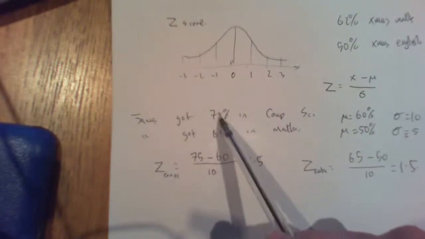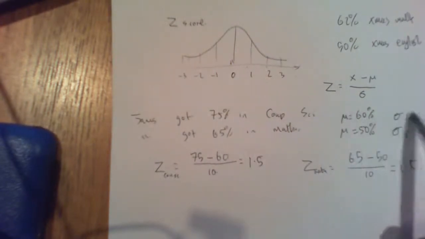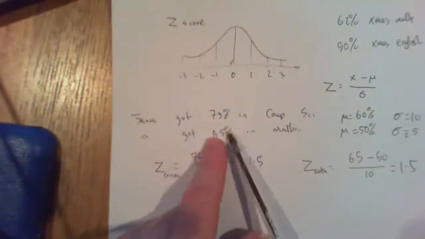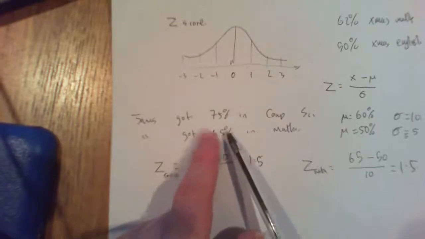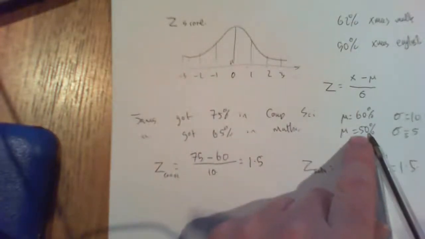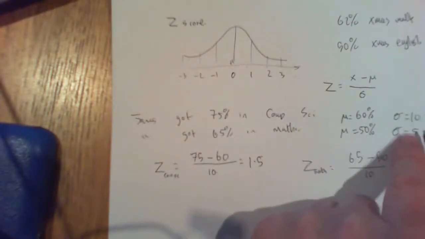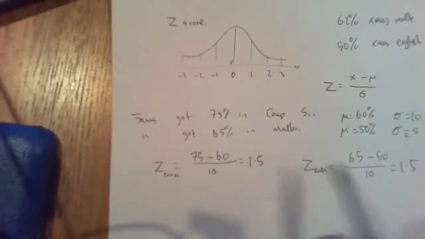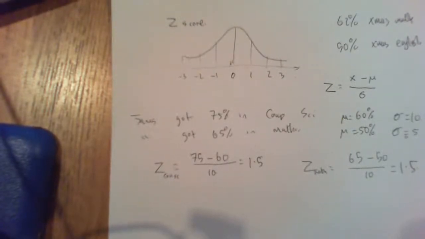If you think of the logic of it, the mean in computer science was slightly higher, and he got slightly better, and the standard deviation either side was slightly wider. Whereas in maths, even though he did slightly less, the mean was also slightly less, and the standard deviation was also slightly less. So it actually became comparable. So it's a very interesting way. In both those cases, he had the exact same z-score.